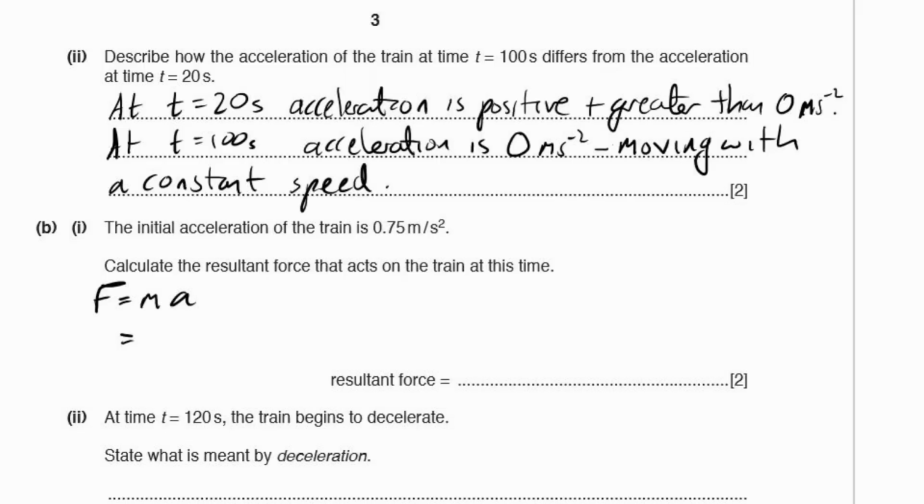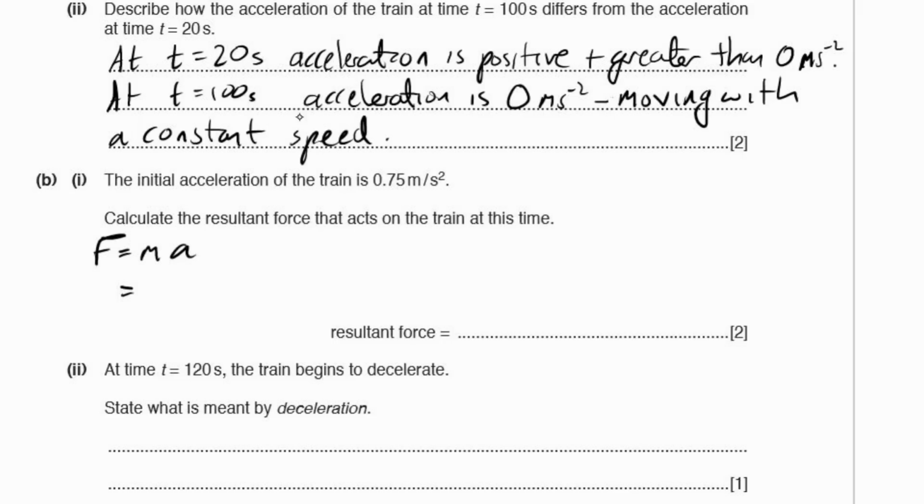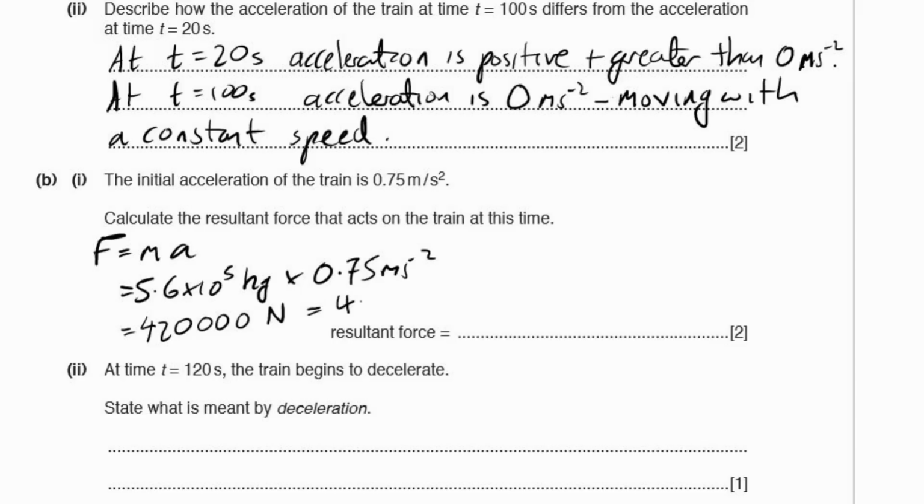Now let's put our value in for the mass. And if we come up here, we can see the mass, 5.6 times 10 to the 5 kilograms. So we can use that. So it's 5.6 times 10 to the power of 5 kilograms multiplied by 0.75 meters per second squared. And that should give us a pretty big value. There we go, that gives us 420,000 newtons. Alright, so we can write that as 4.2 times 10 to the 5 newtons. Quite a lot of power in there, a lot of force. And again, make sure you're remembering your units, very important.